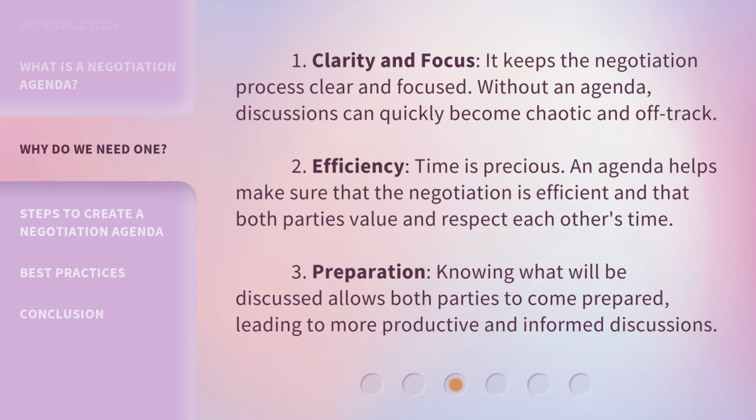1. Clarity and focus. It keeps the negotiation process clear and focused. Without an agenda, discussions can quickly become chaotic and off track. 2. Efficiency. Time is precious. An agenda helps make sure that the negotiation is efficient and that both parties value and respect each other's time. 3. Preparation. Knowing what will be discussed allows both parties to come prepared, leading to more productive and informed discussions.